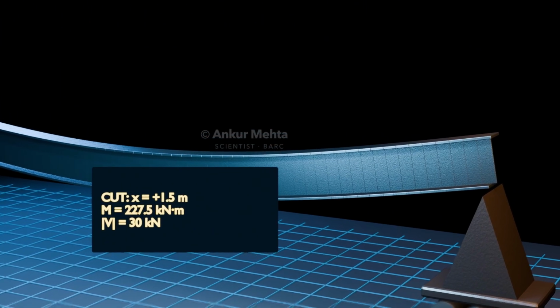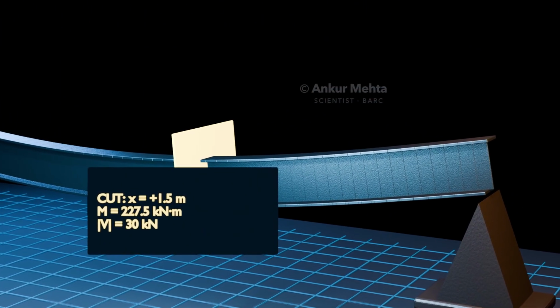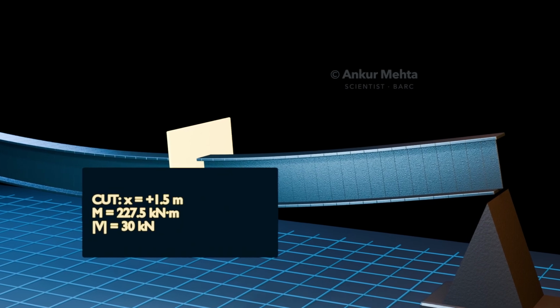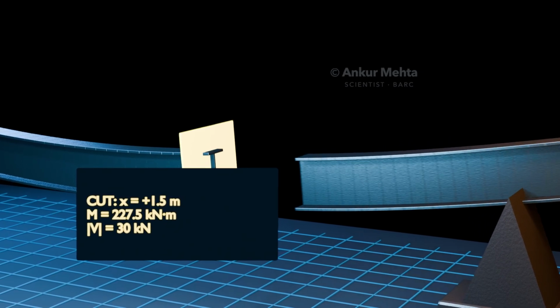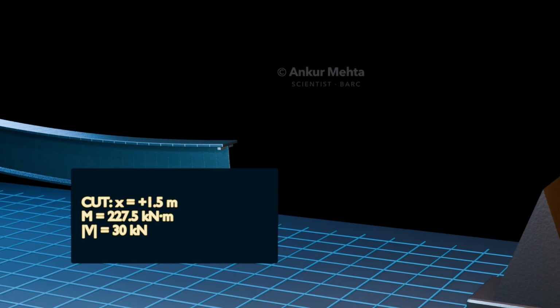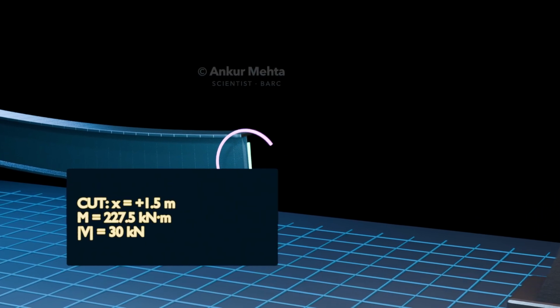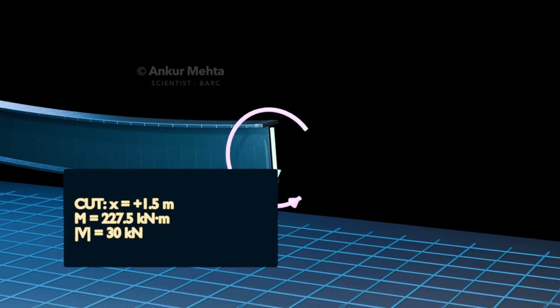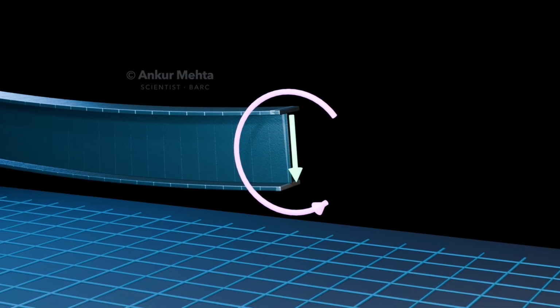To inspect the internal actions, we cut the beam 1.5 meters to the right of midspan and remove the right portion. Equilibrium of the retained part reveals a bending moment of 227.5 kilonewton meters and a shear magnitude of 30 kilonewtons.